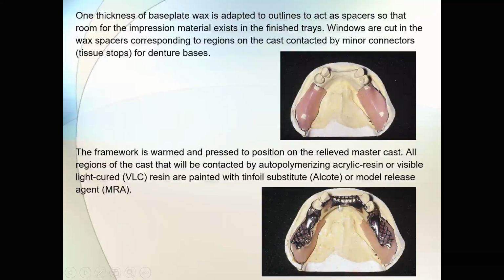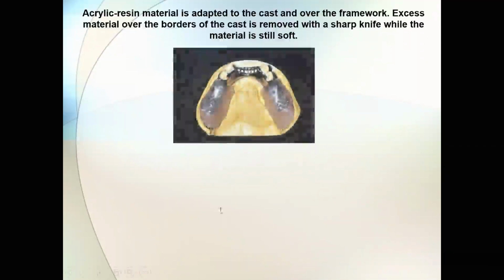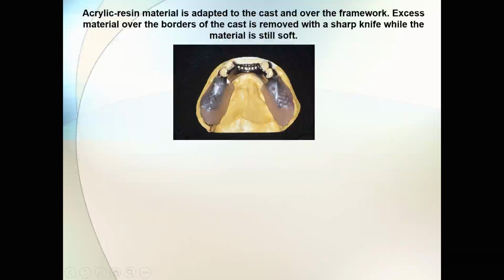For regions of the cast that will be contacted by the autopolymerized acrylic resin or visible light cured resin, they are painted with tinfoil substitutes called alcohol or mold-release agents, which is called MRA, and all of these will act as a separating medium.